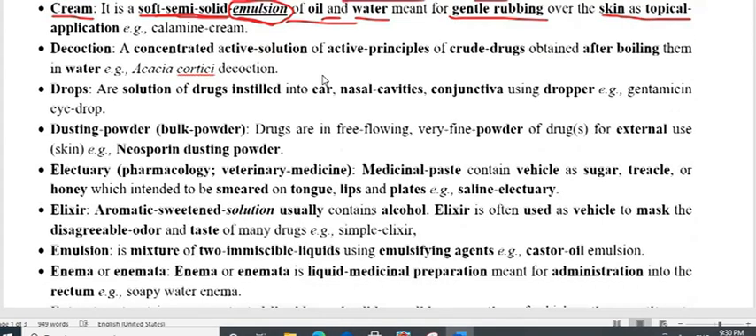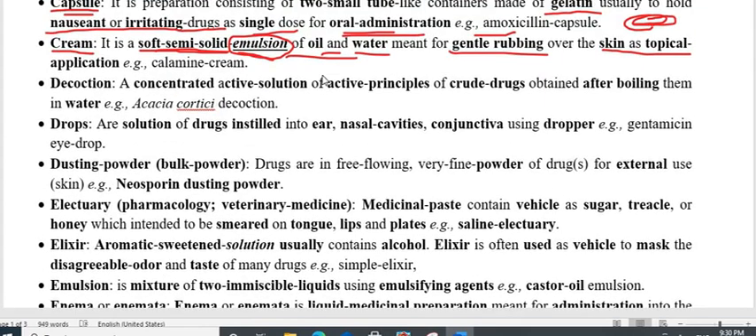So creams are semi-solid medicinal emulsion forms of the drug in which oil and water are mixed together, and the preparation has to be applied over the skin as a topical application by gentle rubbing, is called cream.